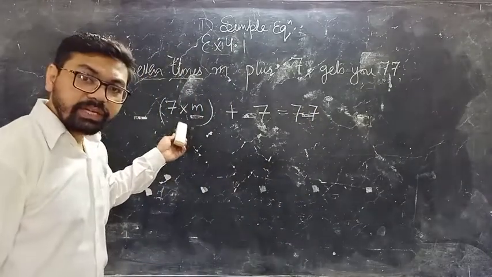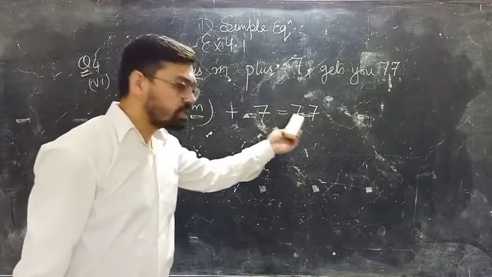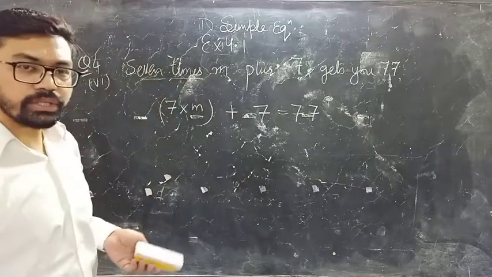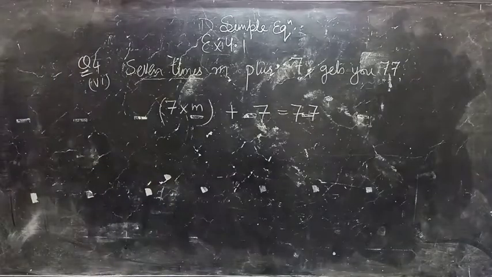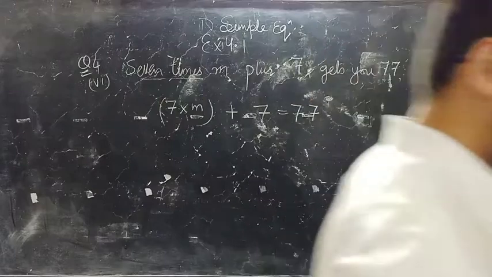7m, that means 7 times m plus 7 is equal to 77. This is the simple equation. Note it down fast. Then I'll take one more question.